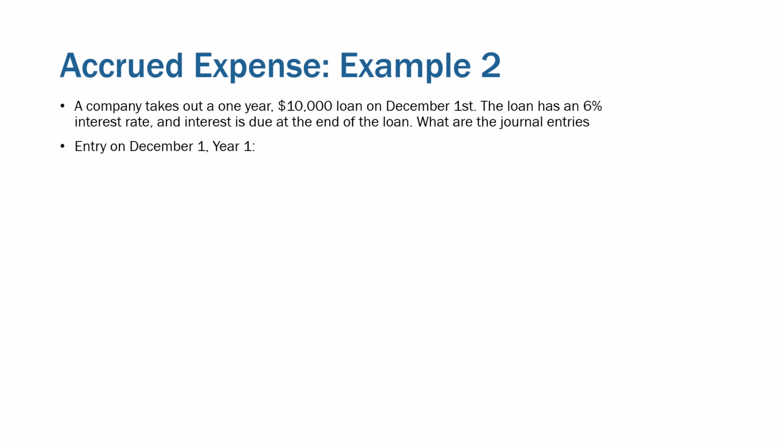Well, on December 1st of year one, it's going to be pretty simple. The company gets cash and it has a liability to the bank. All right, debit cash, credit notes payable.